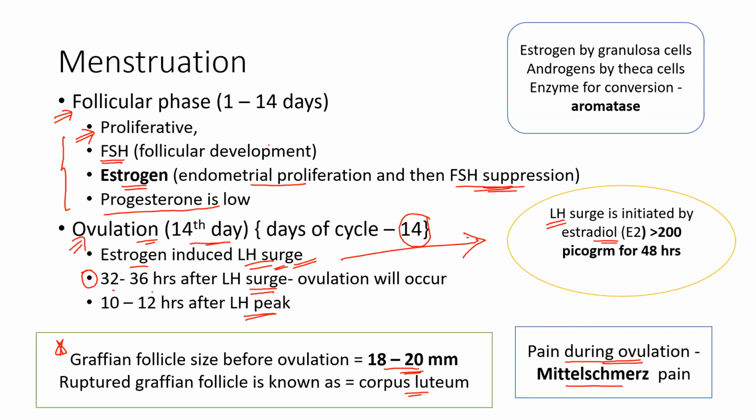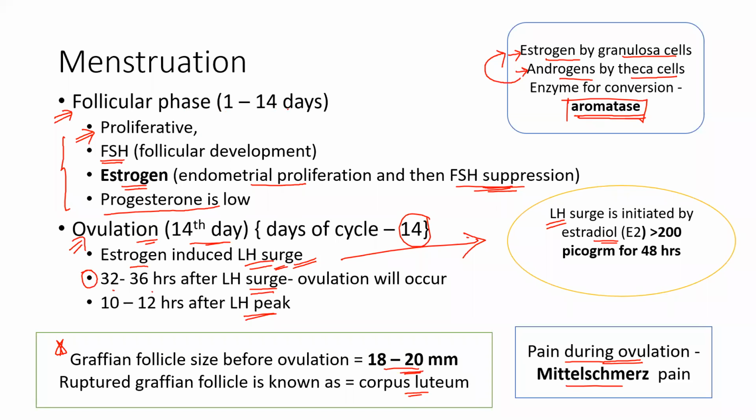Now, one more thing I want to say is that estrogen is secreted from the granulosa cell and the androgens are secreted from the theca cell. Now, we know that in a female, androgens are secreted as well as estrogen, but androgens are converted to estrogen. And the enzyme responsible for the conversion of androgen to estrogen is aromatase. Remember, it is aromatase. So this was about the follicular phase and ovulation.